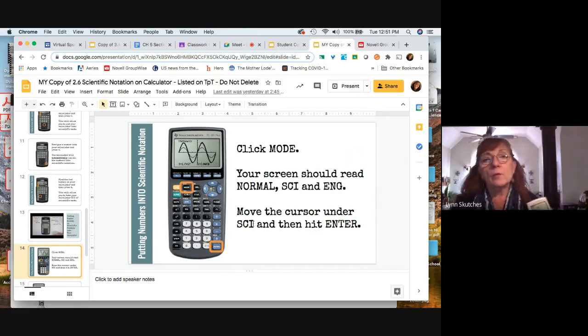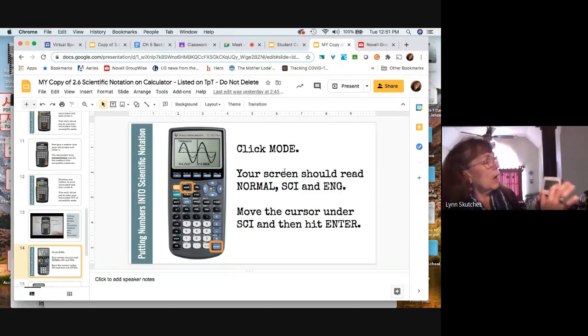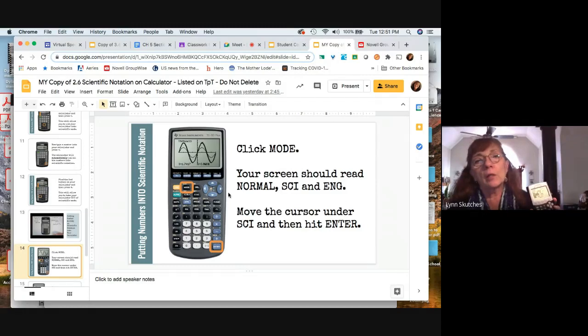When you do that, you'll see a big list of things. And across the top line, it says normal, sci, and eng for engineering. And you want to arrow over if you want to put it always in scientific notation. Arrow over to the sci, so it's blinking over SCI, and then hit enter.